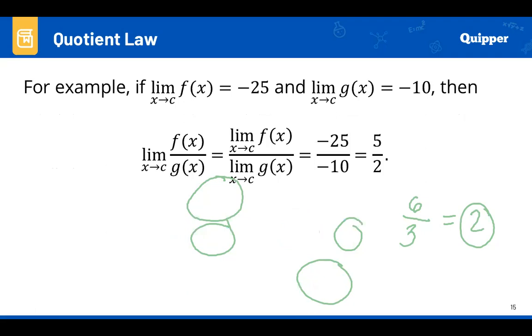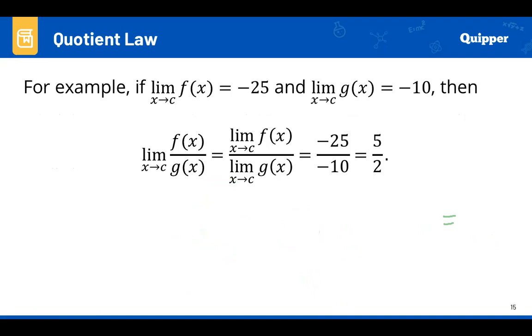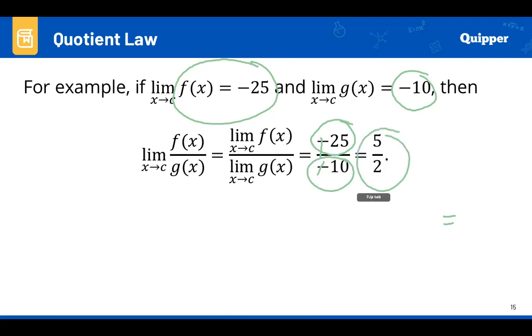Yes, for example, this one. We have the limit of f of x is negative 25 and the limit of g of x is negative 10. So we will just put the one into an equation. Again, ang nauna is f of x. So dapat nasa taas siya. Okay, so we have negative 25 and then for the lower part we have negative 10. Cancel the negatives and then just find its simplest form, which is 5 over 2. As simple as that. That will be the fifth limit law. Okay?